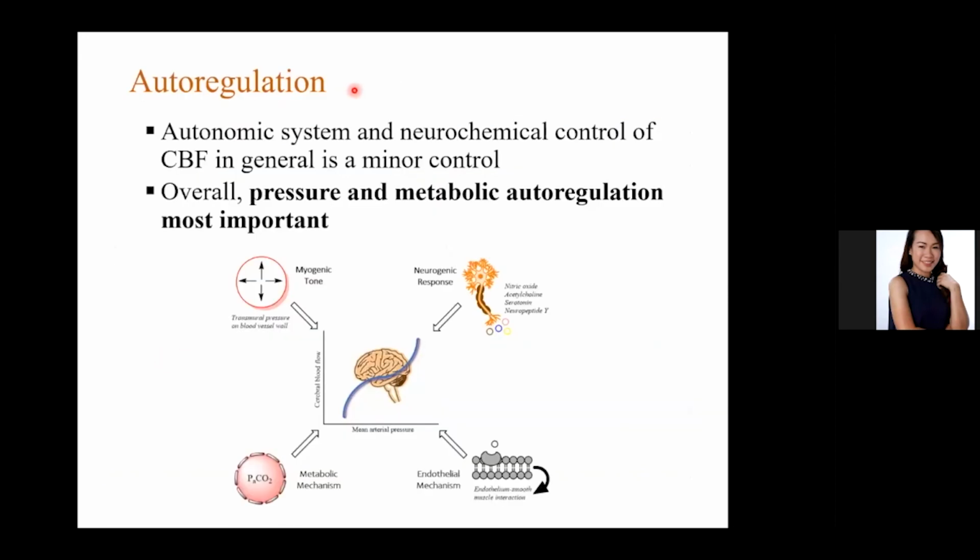Now, here we can see the summary of the autoregulation. We have your myogenic, neurogenic, and metabolic mechanism. We also have an endothelial mechanism, which involves your endothelial smooth muscle cell interaction. But what I want you to remember is this neurogenic response, or autonomic system and neurochemical control, is only a minor control. Overall, what is really important here is pressure and metabolic autoregulation. So I want you to be able to remember that and understand it clearly.